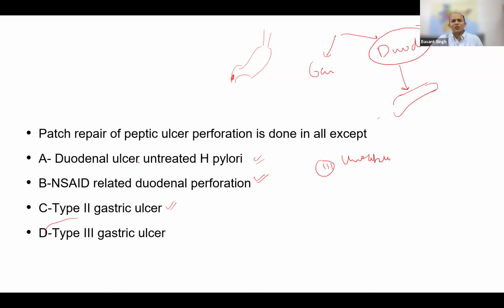Type 3 gastric ulcer requires antrectomy. Okay. This is clearly written in your book. Earlier it was in type 2 and type 3. Yes. So now they are saying for type 2, yes, you can do a patch. For type 3, they say that if you do a patch repair, they will have a gastric outlet obstruction in the postoperative period. So they're saying for type 3 gastric ulcers, always do a resection.